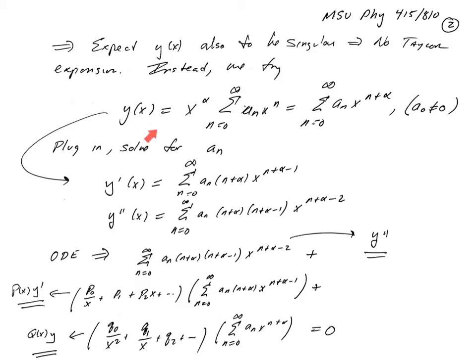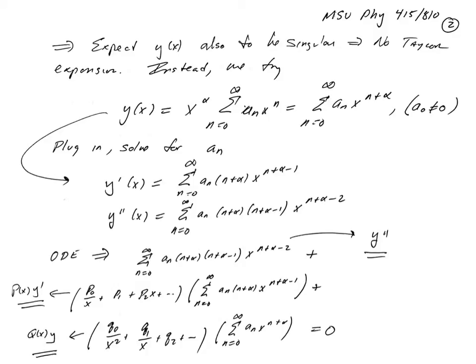We can try to see if this kind of solution will solve the equation by plugging it into the differential equation and seeing if we can self-consistently solve for these coefficients a sub n. If we take a derivative of y of x and we assume that the series is sufficiently well behaved, uniformly convergent in the jargon, so that we can permute the order of the summation and the differentiation, then y prime of x is the sum of a n times n plus alpha, x to the n plus alpha minus 1, and y double prime of x is the sum of a n times n plus alpha times n plus alpha minus 1, x to the n plus alpha minus 2.